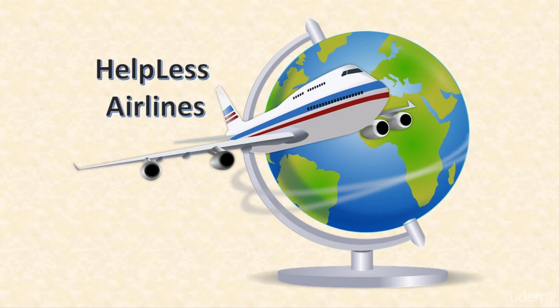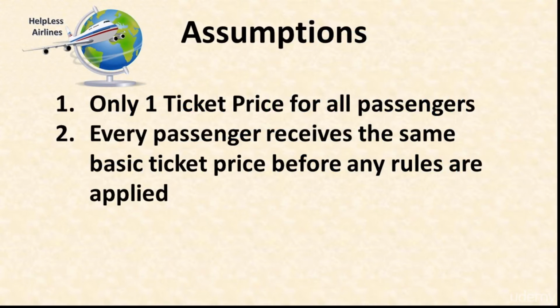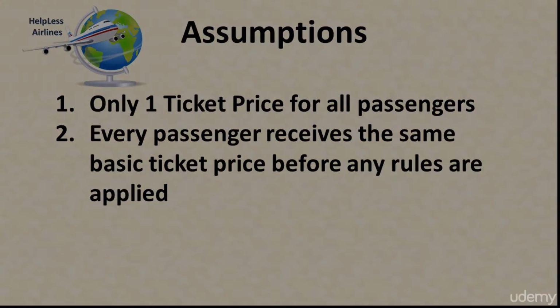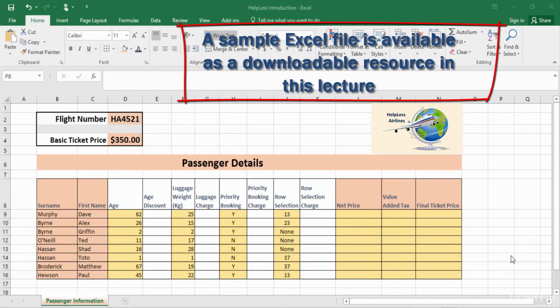In setting up your application, there are a number of assumptions you have to take into account. Firstly, there is only one basic ticket price per flight, which everyone is given irrespective of their personal circumstances. So every flight has only one ticket price. This should be shown on its own in your application and should be on the same spreadsheet where you will keep the passenger information. Set it up to look similar to this screen.